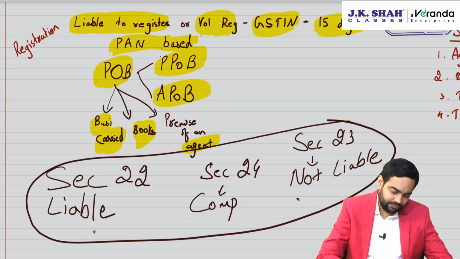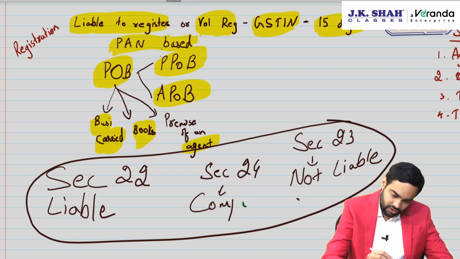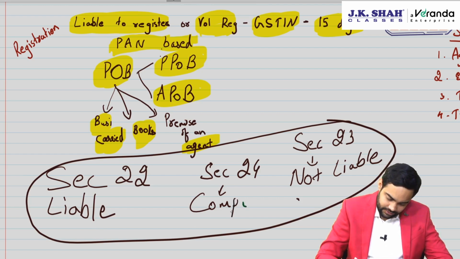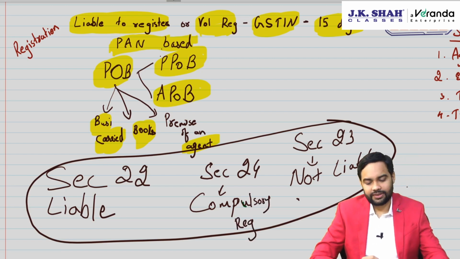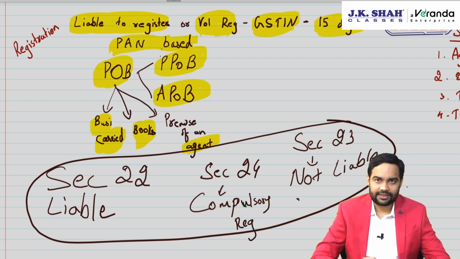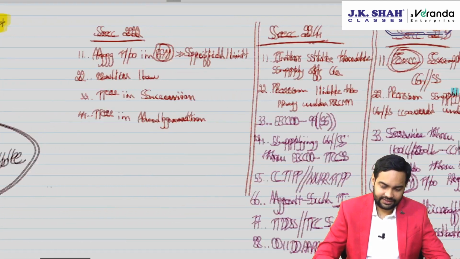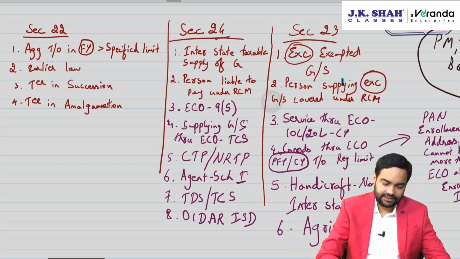Then we have three important discussions. Section 22, persons liable to register. Section 24, which talks about compulsory registration, and section 23, which talks about persons not liable to register. Let's start discussing these three. Now, first one, section 22.